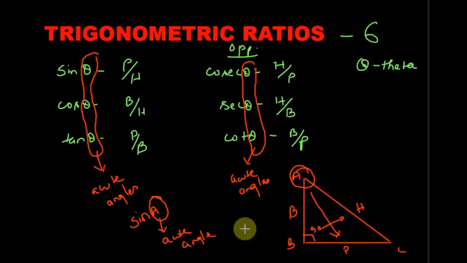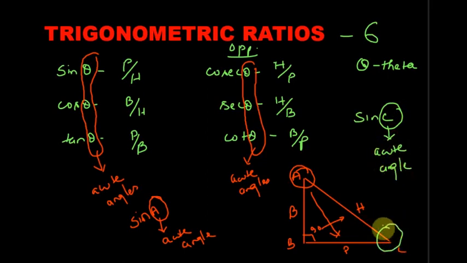Clear? Very simple. In the same question, if it was let's say sin C, that means C is our acute angle. The term attached with the ratio is the acute angle. That means we need to look from the point of view of C. So just remember that the terms attached with the ratios are acute angles. If we have cos x, that means x is our acute angle. If we have cosec y, then y is the acute angle.